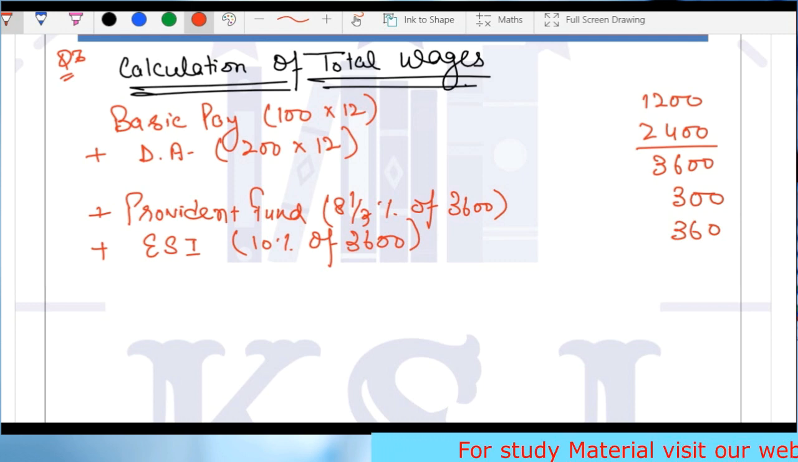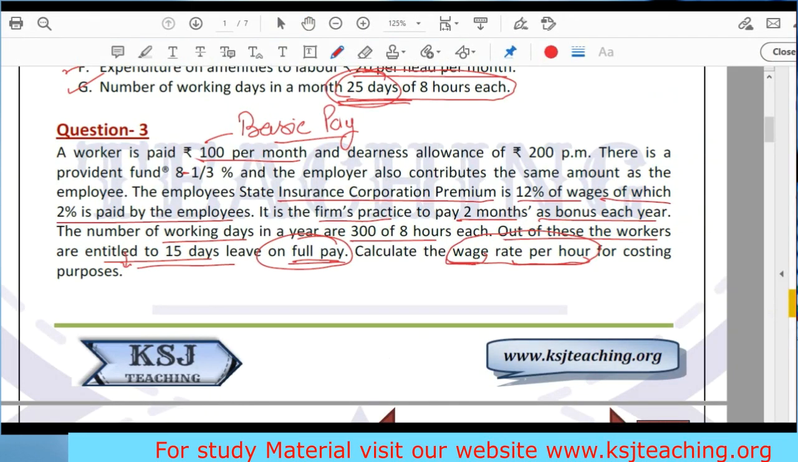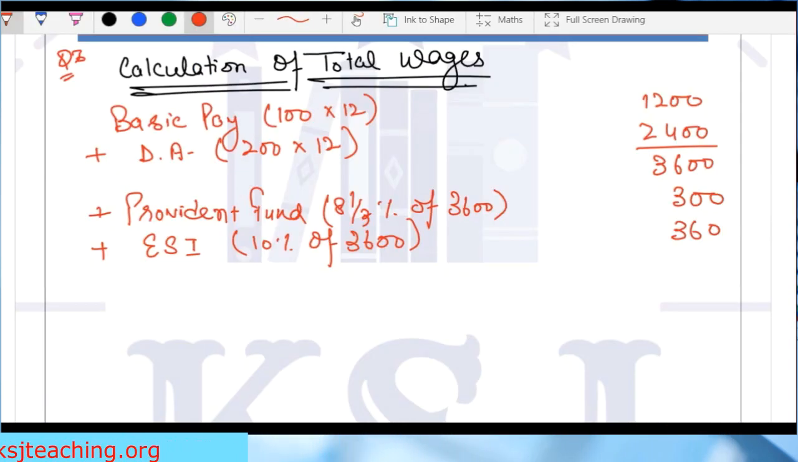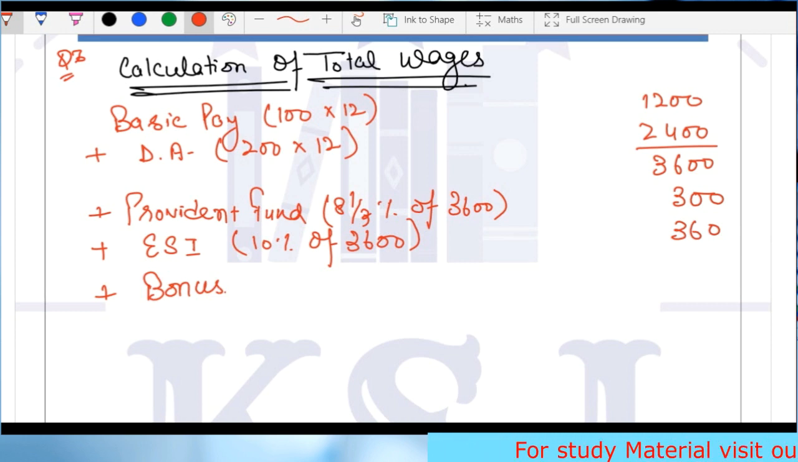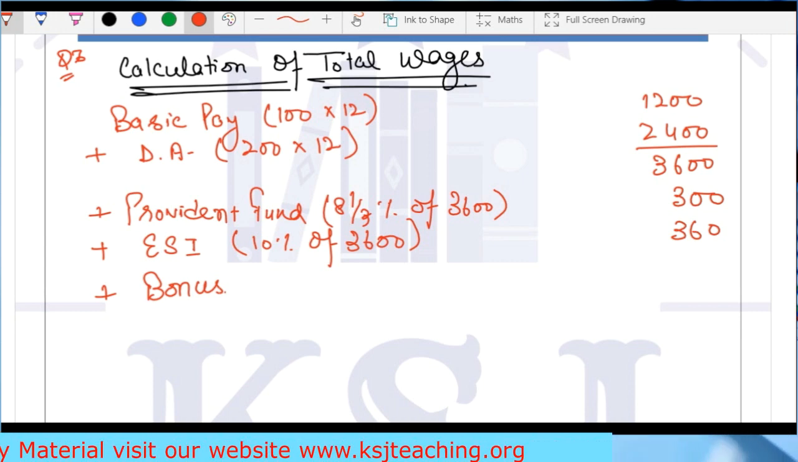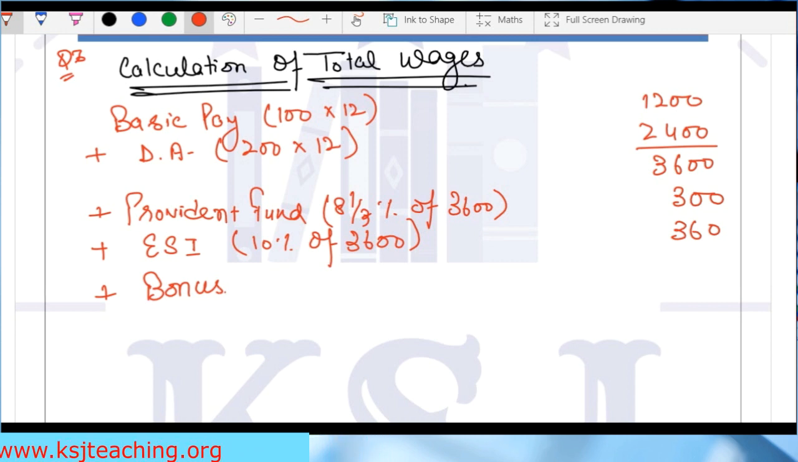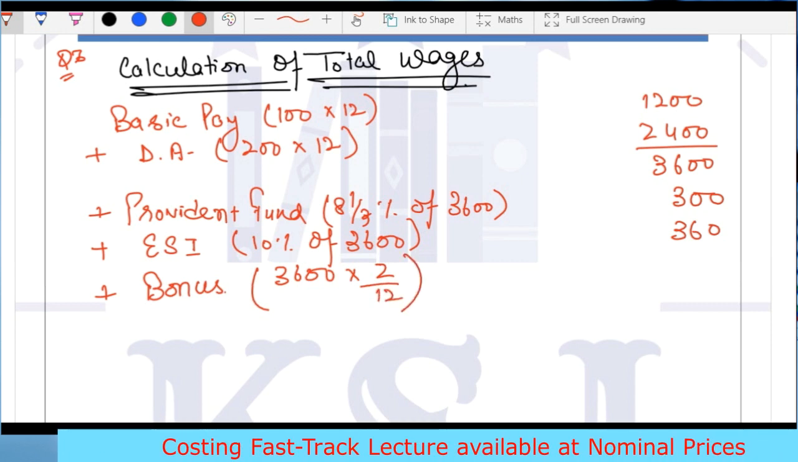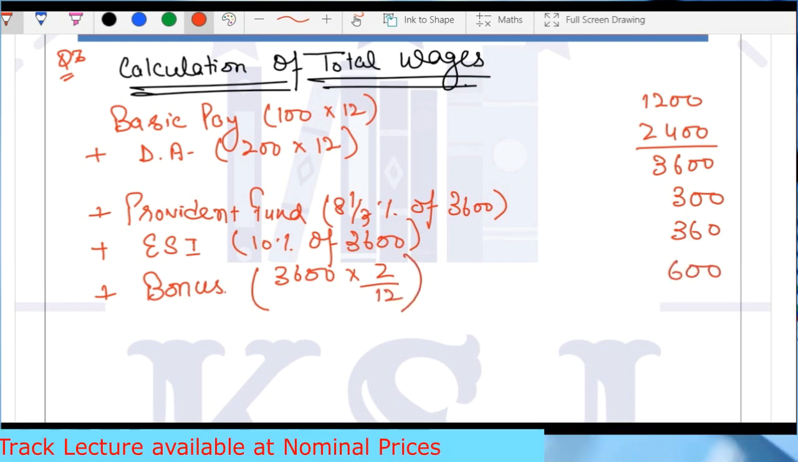Any doubts? Now he says it is the firm's practice to pay 2 months as the bonus each year. Now, if the 3600 is the total salary for 12 months, what is the bonus? We'll calculate for 2 months. Again, sir, I am telling you, it has to be calculated on basic pay plus DA. DA is always combined with the basic pay, right? If the question specifically says that you have to calculate only on the basic pay, then calculate on basic pay. If the question is silent, then you can calculate on basic pay plus DA, right? So bonus is 3600 multiplied by 2/12. So this comes to 600.